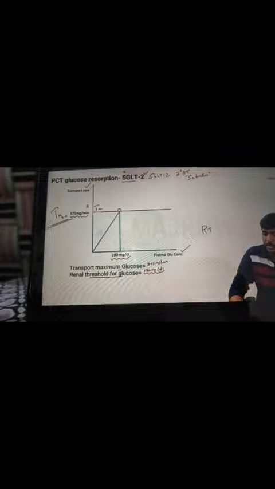What is the meaning of renal threshold for glucose, sir? If plasma glucose value exceeds 180 milligram per deciliter, all the remaining excess glucose will be excreted. We call that phenomenon renal glycosuria. So PCT is the site of maximum reabsorption, with 100% reabsorption for glucose.